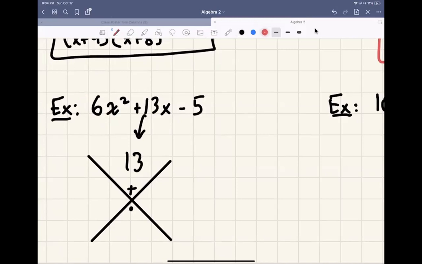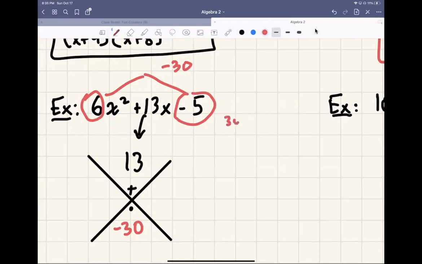But now we're going to want to multiply this times this. So 6 times negative 5 is going to be negative 30. So we're going to want to multiply to negative 30, right? So what two numbers multiply to negative 30 and add up to 13? Let's think about it. We can write them down.